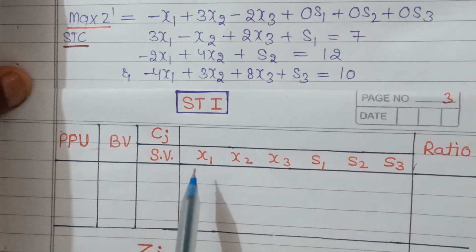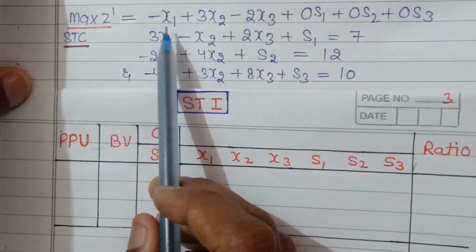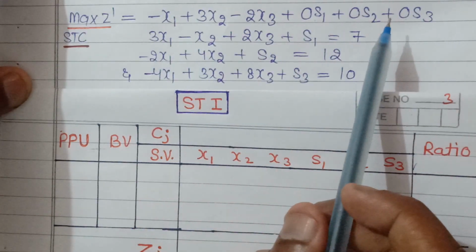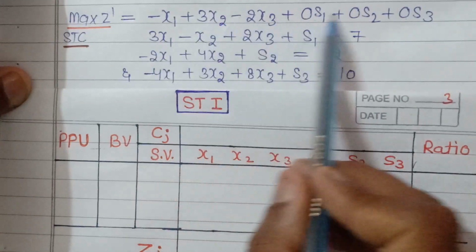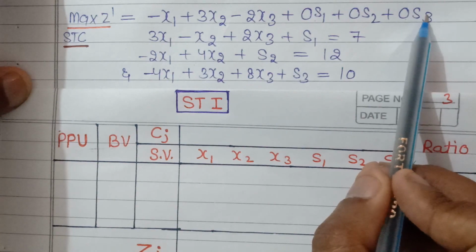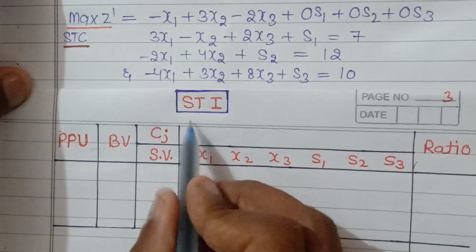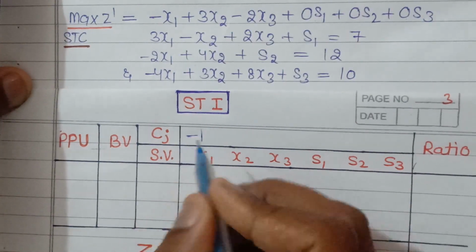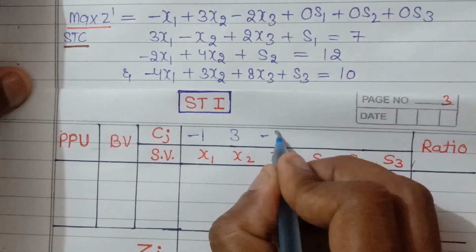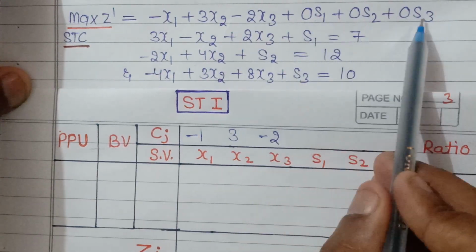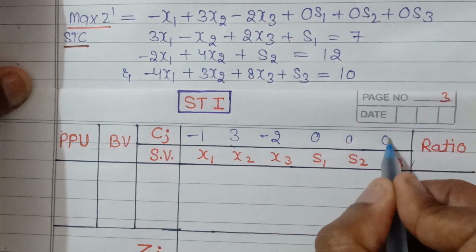Let us start with the values of Cj. Cj are the coefficients of the different variables of the objective function. Here you will see x1, x2, x3, s1, s2, s3 are the different variables of the objective function. Now we will plot the values here. x1 has a coefficient of minus 1, x2 has a coefficient of 3, x3 has a coefficient of minus 2, and s1, s2, s3 all have the coefficient 0. So 0, 0 and 0 are the values.